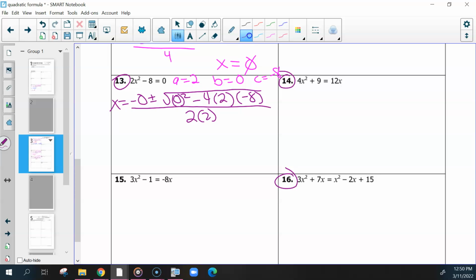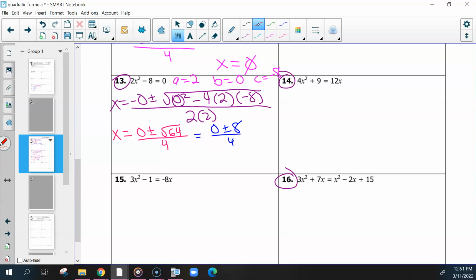Find your discriminant number. 64. Even though this is 0 on the outside, I'm going to leave that and keep using that. You'll see why here in a second. Is 64 a perfect square? Yes. What is the square root of 64? 8. You have 0 plus or minus 8 over 4.